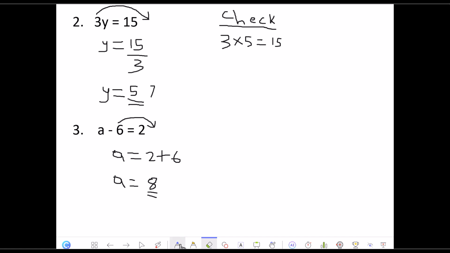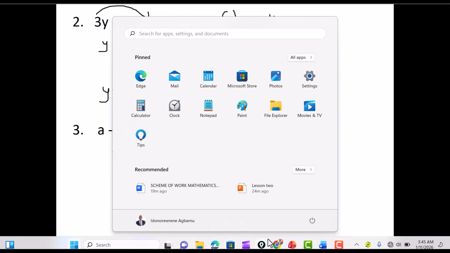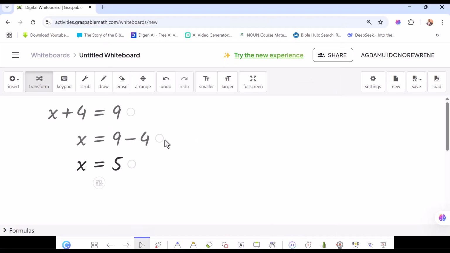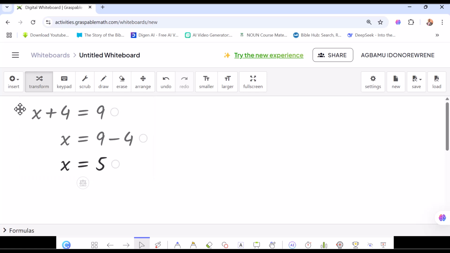Then finally, in our checking, if you look at a minus 6 equals 2, you can see that if a is 8, that means if I put 8 in this place and test it, which is 8 minus 6. So what is 8 minus 6? You can see that 8 minus 6 is giving you 2. So this is correct. So this is how we check. And in case you are practicing with your graphable math, let me take us to that graphable math. You see what we are actually doing. If you are practicing with graphable maths at home, I would like us to use it when we are practicing to help us to understand it better.